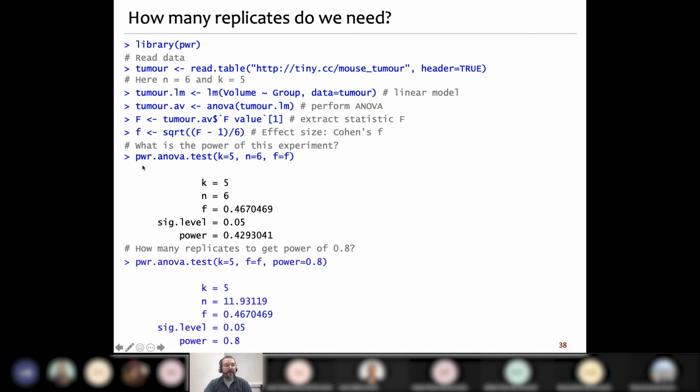And then you can do power ANOVA test for 5 groups of data for the sample size of 6. This is what we have in this particular experiment, and for effect size f. This will answer the question, what is the power of our actual pilot experiment? And after giving all these data, you will find that power is just over 40%. This is a seriously underpowered experiment. So if you want to perform it correctly, we need power of at least 0.8, maybe even more. And now, if instead of the sample size n of 6, you provide it with power of 0.8, it will find the sample size for you. And it's 11.9, it's almost 12.